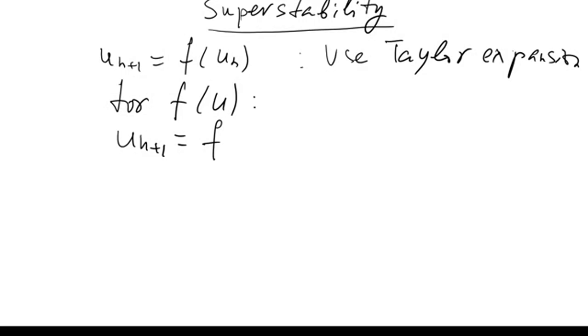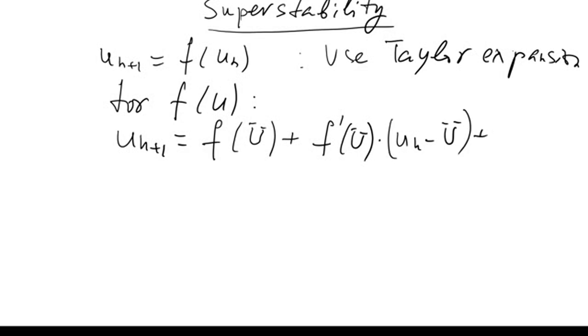We will take the Taylor expansion around some value of u, which we will call u capital, plus the derivative of f at u capital times un minus u capital, plus half of the second derivative at u capital times un minus u capital squared, and so on, other terms.